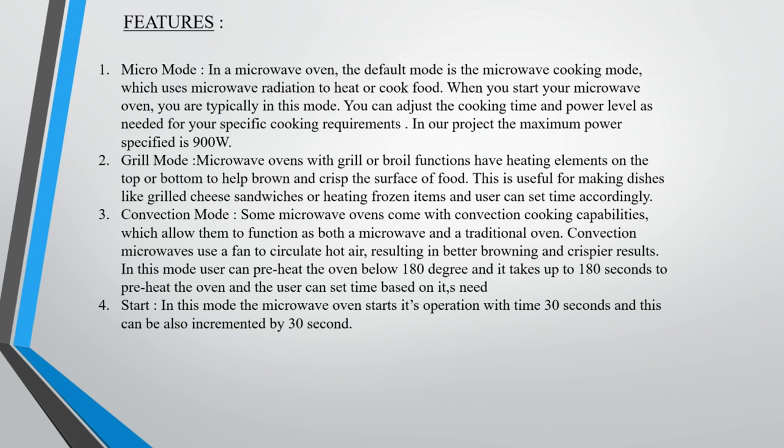Secondly, the grill mode. Microwave ovens with grill functions have heating elements on the top or bottom to help brown and crisp the surface of foods. The third feature is convection mode. Some microwave ovens come with convection cooking capabilities, which allow them to function as both a microwave and a traditional oven. The fourth is the start feature.